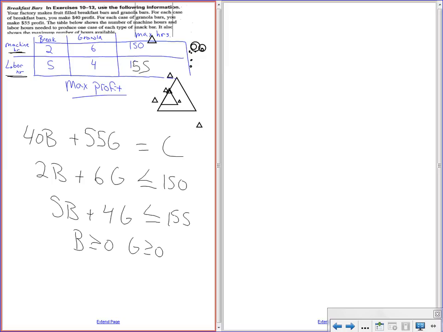One suggestion: 2, 6, and 150. What can you say? First, 2 and 6 are divisible, and 150 is divisible by 2 and 6, in a way. What if I just wrote this as B plus 3G? Is that okay to do that?